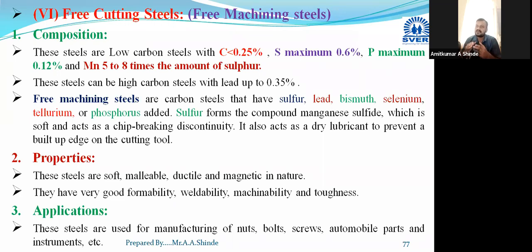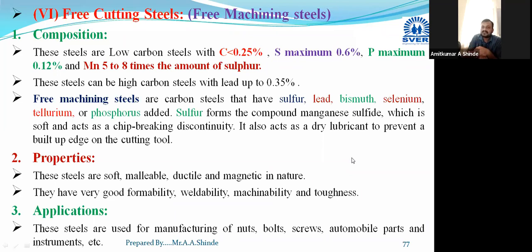Now, to remove the chips as soon as they are formed from your workpiece, we are adding sulfur or phosphorus and manganese. Now here, what happens? Sulfur reacts with manganese. Sulfur and manganese we have added, and a large amount of manganese we have considered. Then manganese will combine with sulfur, and MnS, that is manganese sulfide, is formed, and this manganese sulfide will help to break the chips. Chip breaking activity will be increased due to the formation of manganese sulfide by the reaction of sulfur and manganese. That's why we are adding sulfur and manganese.